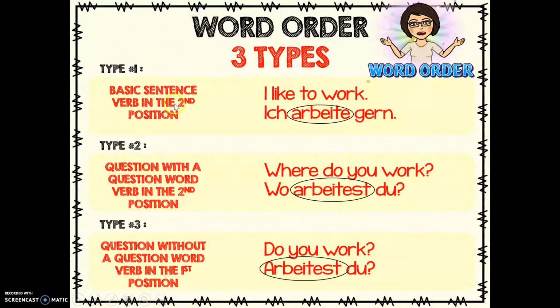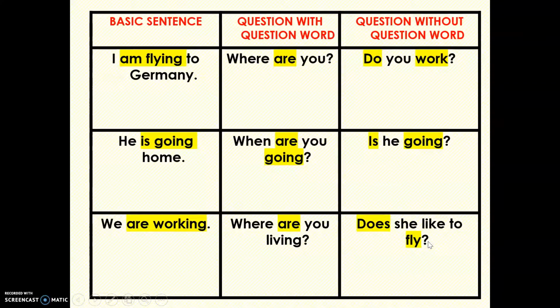Verb second in a basic sentence, verb second in a question with a question word, and verb first in a question without a question word. So now let's look at some examples. In the dark yellow, I have highlighted the verbs in English. So let's start with our basic sentence column here.